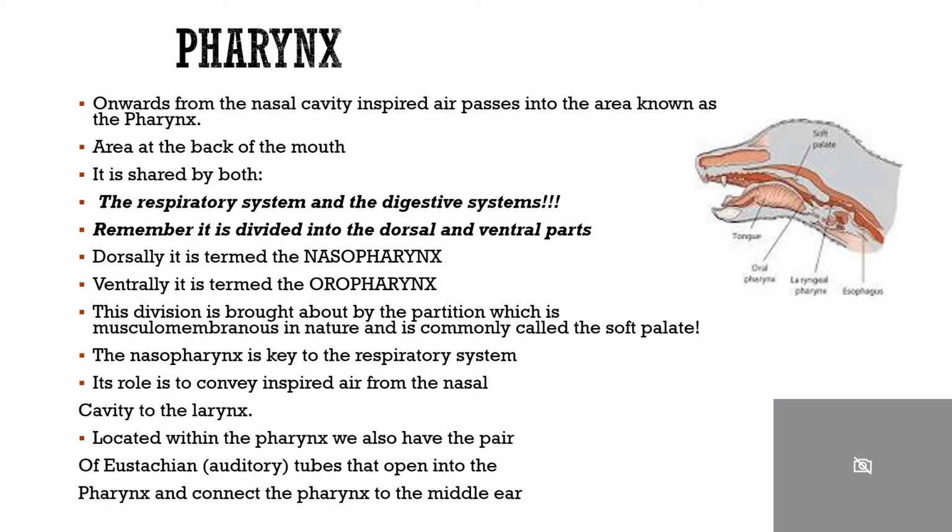Dorsally it is termed the nasopharynx. Ventrally it is termed the oropharynx. This division is brought about by the partition, which is musculomembranous in nature and is commonly called the soft palate.